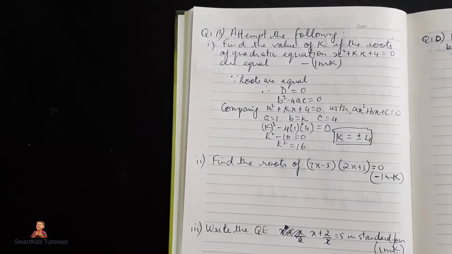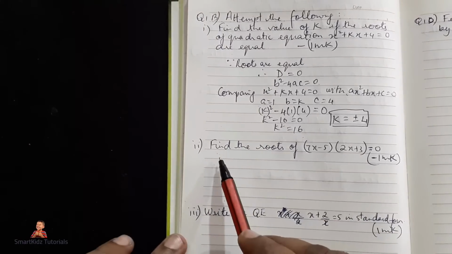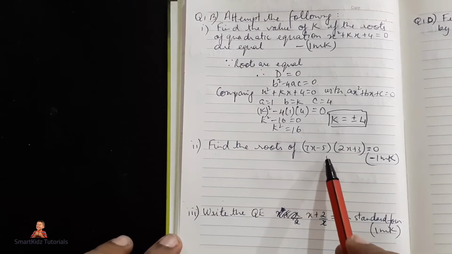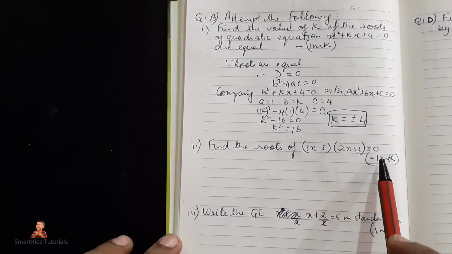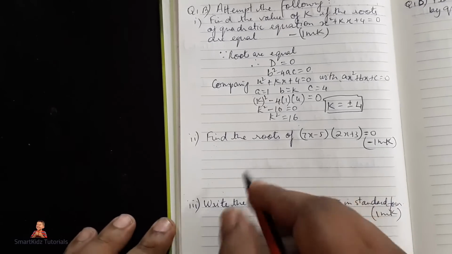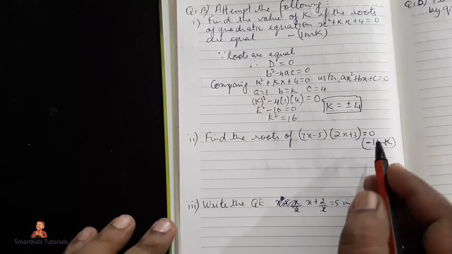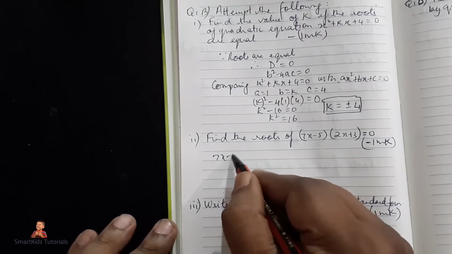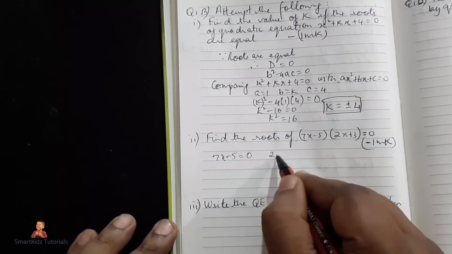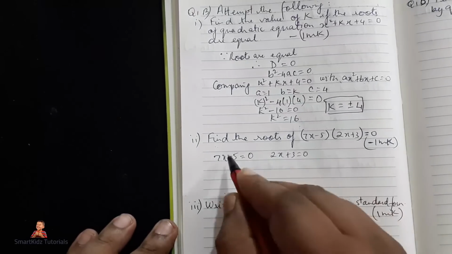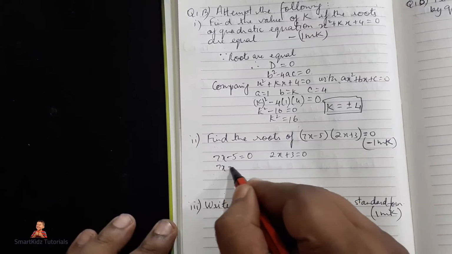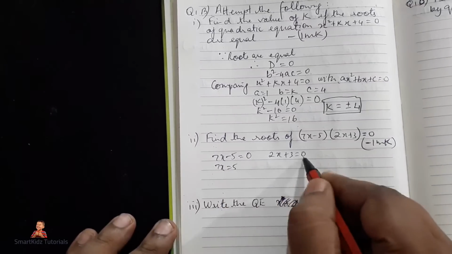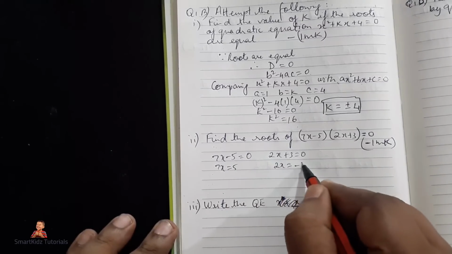Okay. Coming to question 1b2, find the roots of (7x minus 5) into (2x plus 3) equal to 0. So this is easy. We just need to take individual brackets equal to 0. We should be able to find the roots. So 7x minus 5 equal to 0 and 2x plus 3 equal to 0. We take minus 5 on the other side, it becomes positive. We take plus 3 on the other side, it will become negative.